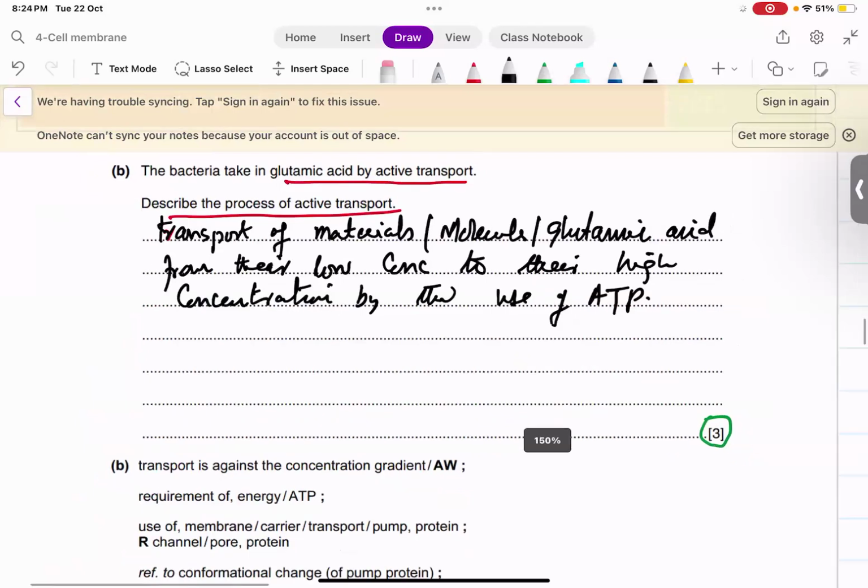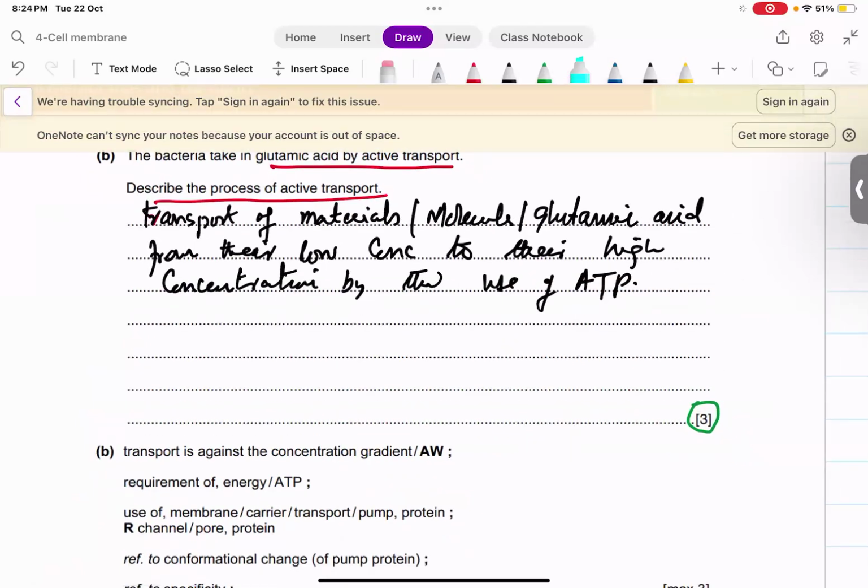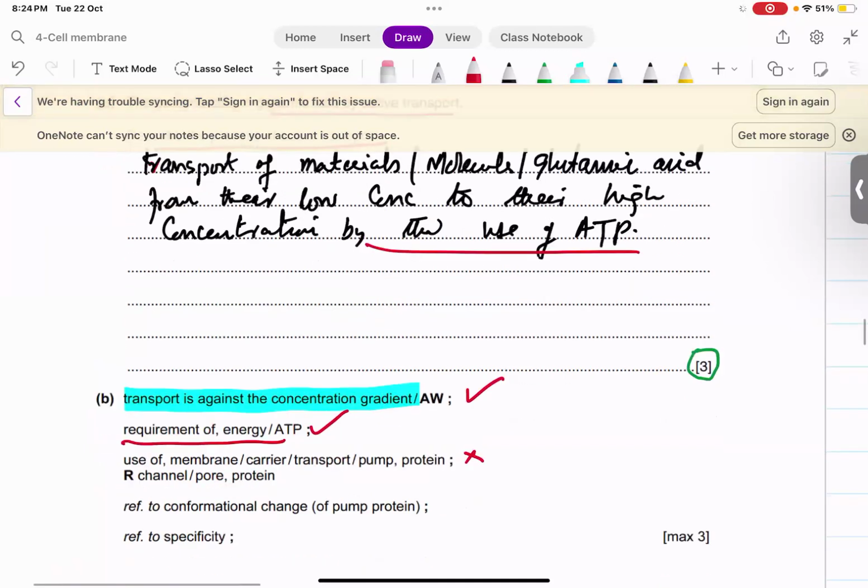You see, we have talked about the transport being against the concentration gradient. Like we discussed, from low concentration to high concentration, that means the same. Requires energy, ATP. We have also described the use of ATP here. The use of membrane carrier transport proteins, we haven't mentioned this. And there is a conformational change, pump protein, or reference to specificity. We have not mentioned these 3 points.